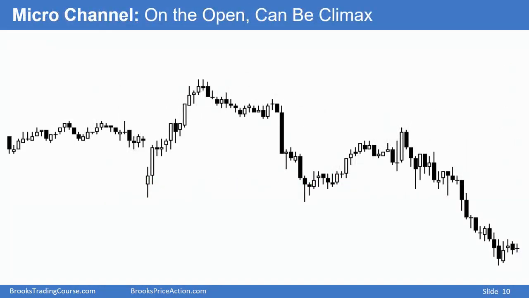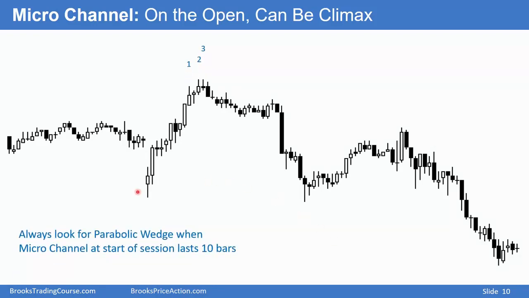Parabolic wedges are common on the open in the first hour or so. Anytime you see a strong rally with a pause and then a series of buy climaxes on the open, you always have to be thinking about the possibility of a parabolic wedge. Here, it's a possible parabolic wedge top. First push up, pause. Second push up, pause. Third push up, and then even a fourth push up.